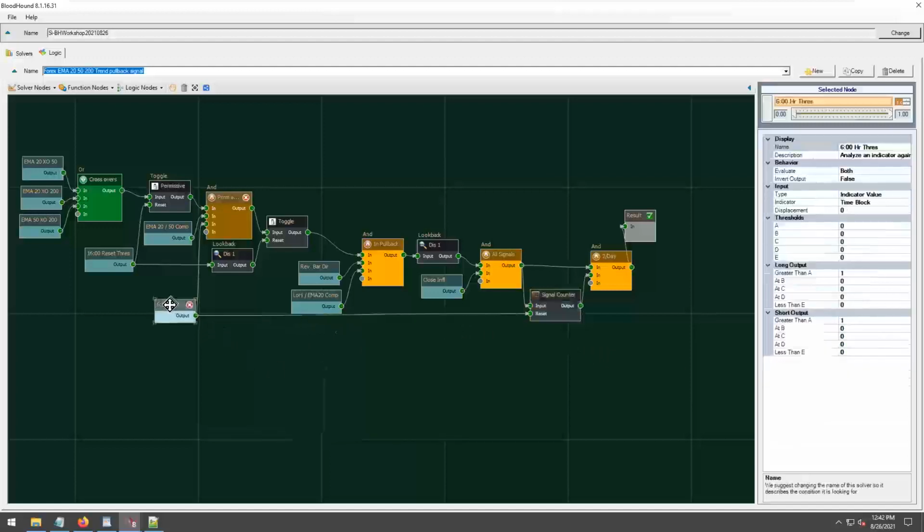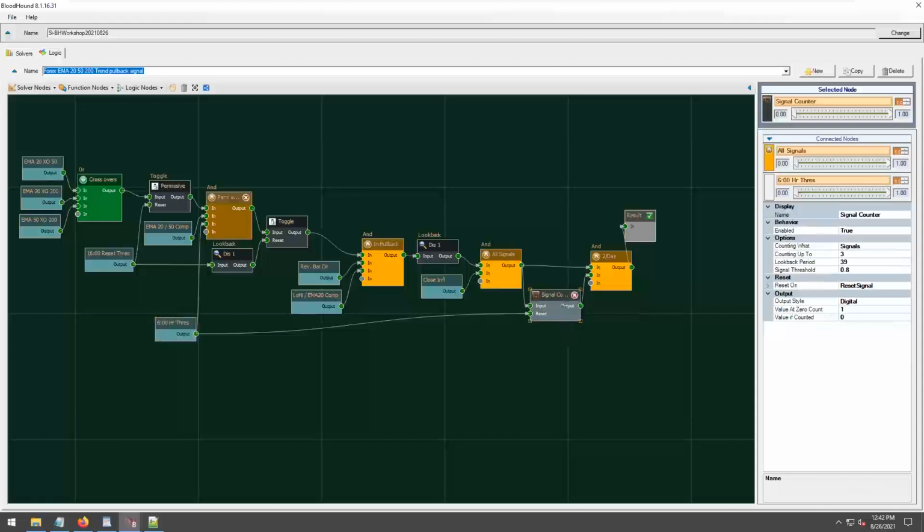Remember, this solver here is identifying our 1600 bar, so connecting that into the reset of the signal counter. Now, because this was built so cleanly, all the signals in here are built very cleanly, that's why I don't think the signal counter really needs to be reset, because it is so clean.